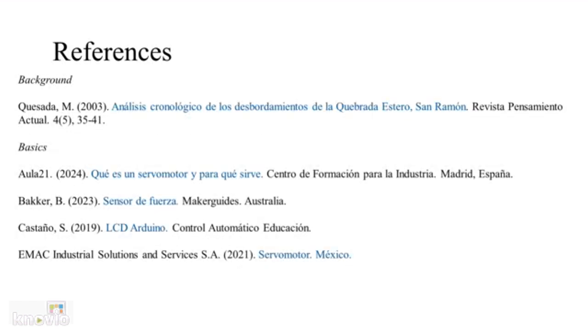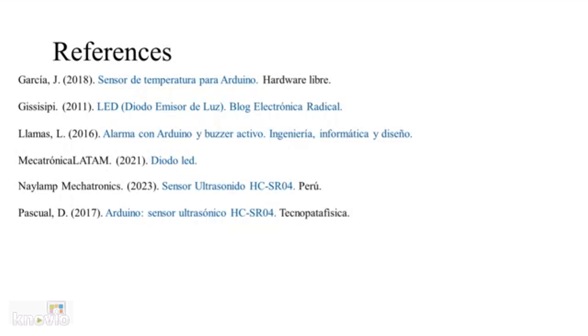Here we have some references that we used for background and for basics. Here we have other basic references.